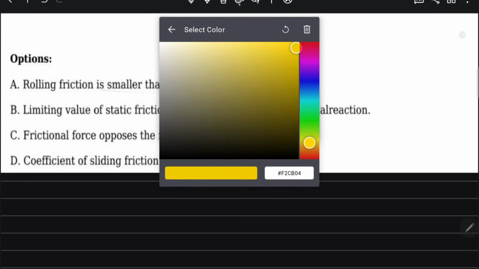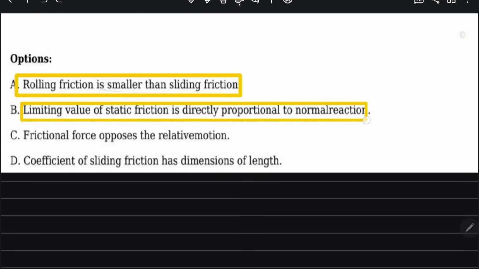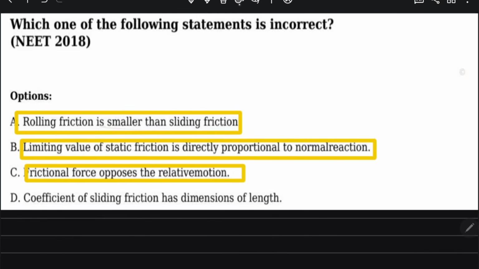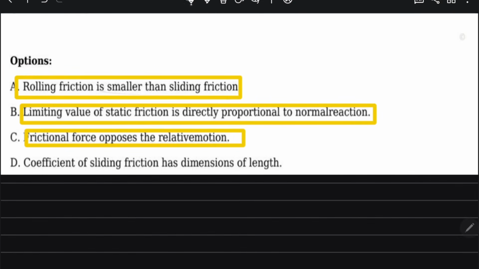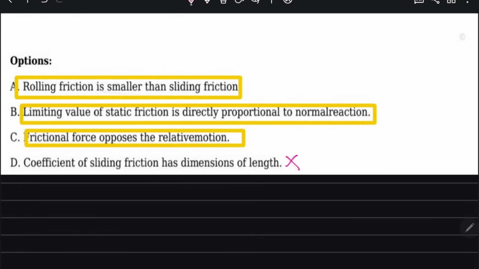Rolling friction is smaller than sliding friction. That is correct. Limiting value of static friction is directly proportional to normal reaction. This is also correct. Frictional force opposes the relative motion. This is also correct. Coefficient of sliding friction has a dimension of length. So this is wrong.